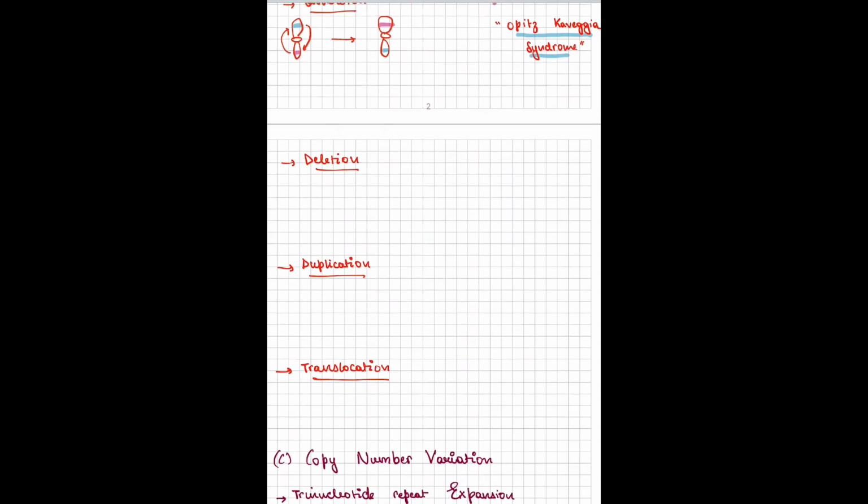Now another type of mutation, deletion. In this, what happens? A segment of DNA is lost. For example, this is a segment of DNA. What will happen to it? It will get lost. So we will have an incomplete chromosome. Right? Now, an example of this is very much important.